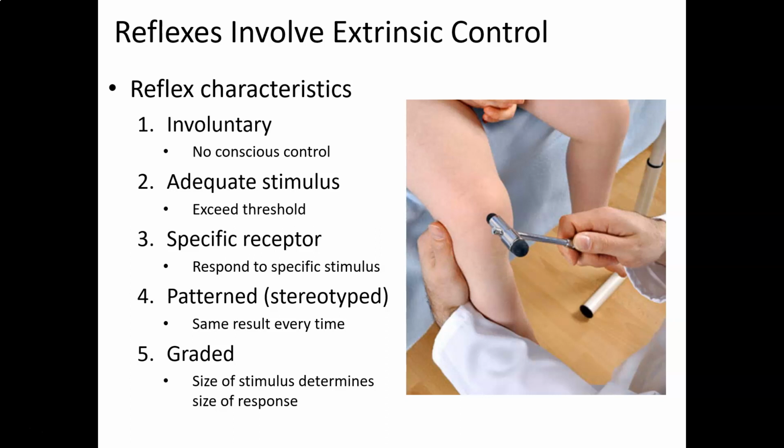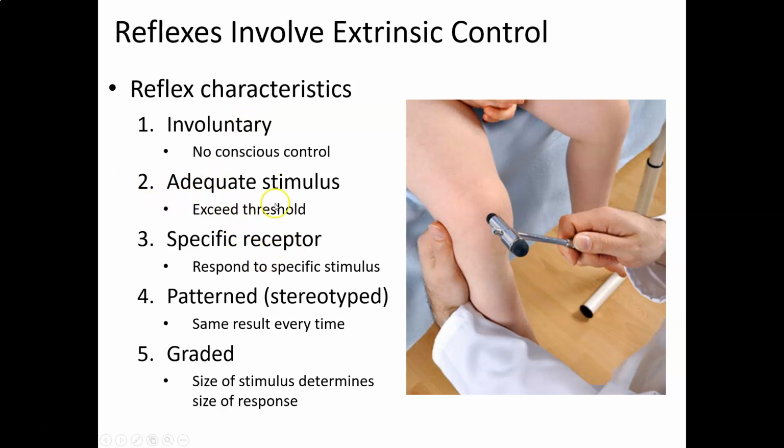So first, like the definition mentioned, it's an involuntary thing. Okay, there's no conscious control of it. You can't start it. You can't do anything to prevent it. It's involuntary. Okay, so there's no conscious control. It works below the level of consciousness. So to have a reflex, you need something that's involuntary.